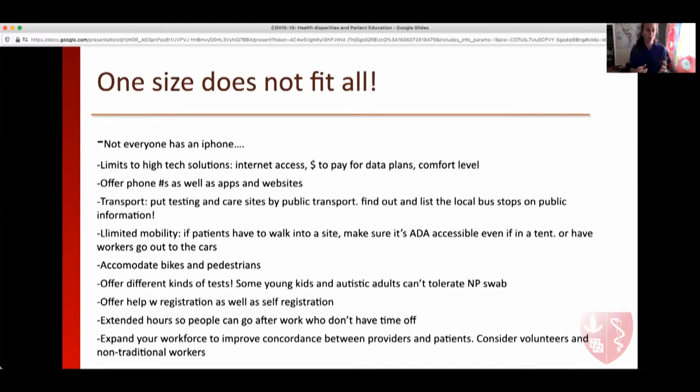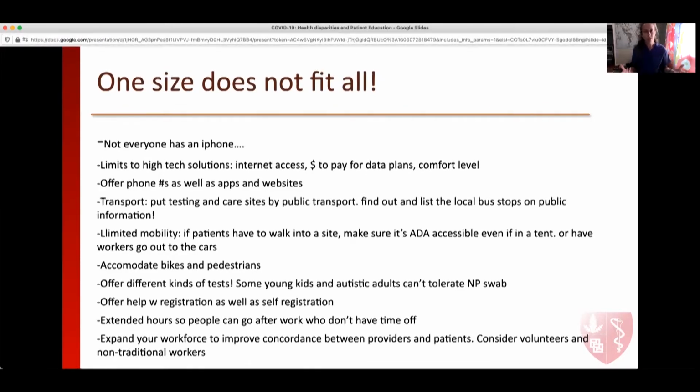Not everyone has an iPhone. You can't just use an app. I get a little frustrated because I live in Silicon Valley. Obviously, people are always coming up to me with high tech. Oh, we can have an app for this. We're going to do a website. And I keep saying, okay, not everyone has an iPhone. Not everyone has a smartphone. Not everyone has access to the internet. Even if patients have a smartphone, not everyone has unlimited data plans.